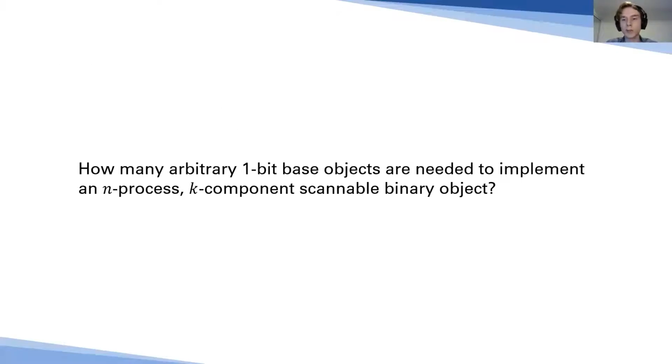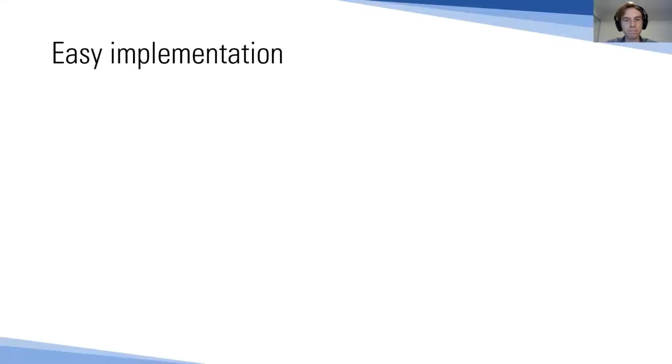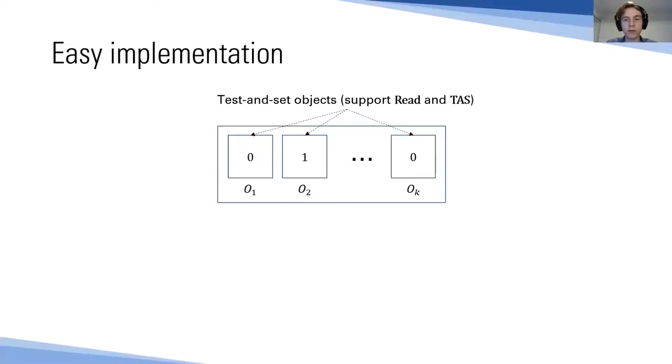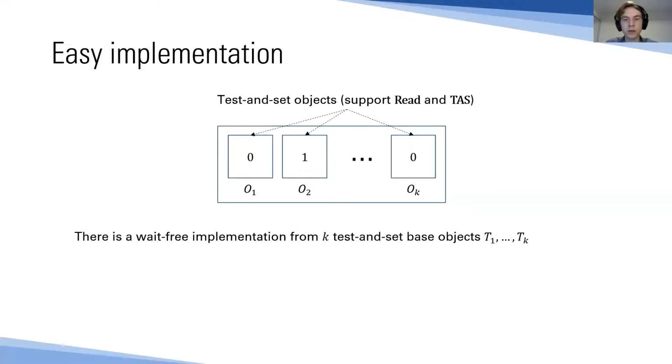So the question that we explored in this project is, how many arbitrary 1-bit base objects are needed to implement an n-process k-component scannable binary object? In some cases, this problem is very easy to solve. For example, let's suppose we wish to implement a scannable binary object with k components, each of which is a test-and-set object. There's a wait-free implementation from k test-and-set base objects.